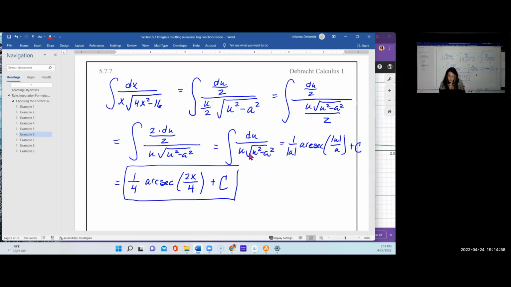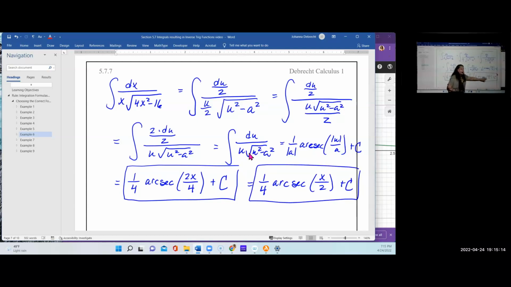Now, I can reduce the 2x over 4 because they're both inside the argument to the inverse trig function. And I could write this as x over 2 plus the constant of integration. I cannot pull the 1/2 out of the argument, nor can I put the 1/4 into the argument. Keep those parts apart. Now let's move on and take a look at the next example, which is example 7.